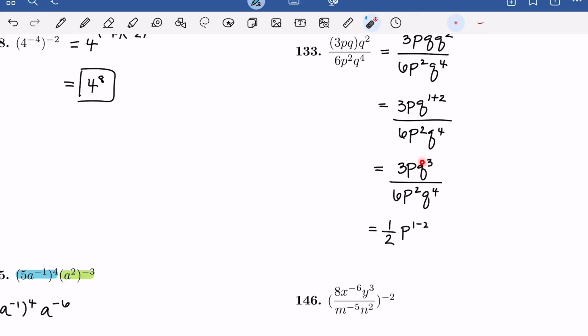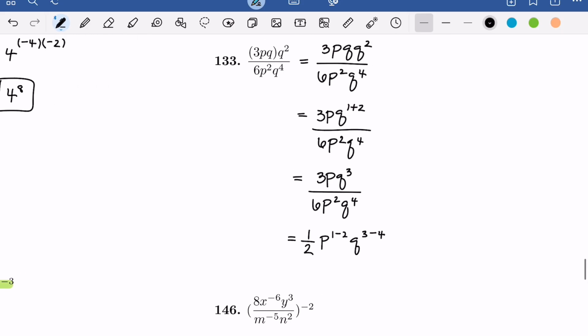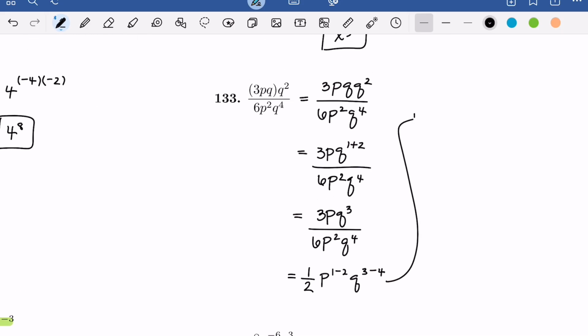Now for our q variables here, we have the base of q, and we're going to raise it to the power of 3 minus 4. So we're going to have q raised to the 3 minus 4. Simplifying this, I'm running out of room. Let's go up here. We're still going to have this 1/2 out front. Then we're going to have p raised to the negative first power, and then q raised to the negative first power.